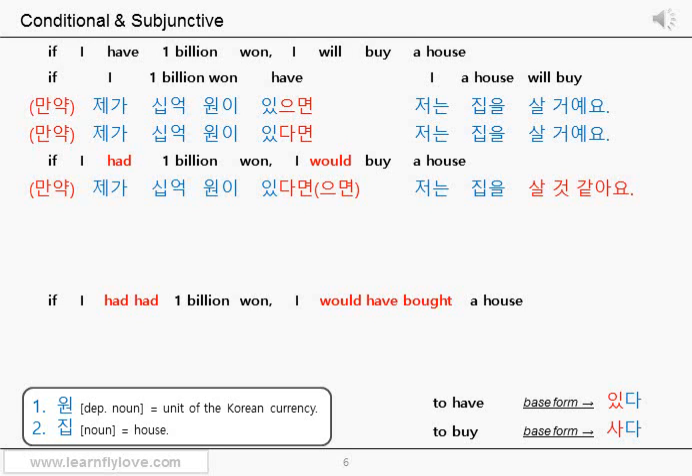No problem. So, we can know that in Korean, there's no big difference between the first English sentence, if I have a billion won, and the second sentence, if I had a billion won.